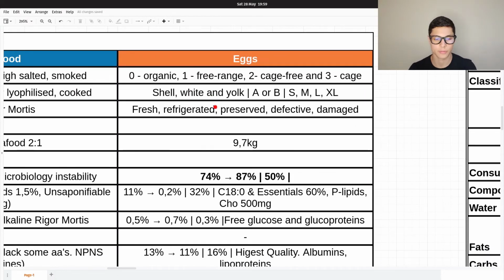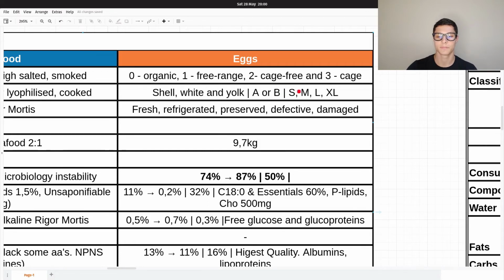And then we have eggs to complete these animal foods. Eggs are classified using numbers here in Spain. If we look for 0, it means organic, 1 is free range, 2 is cage free, and 3 is cage. The components of eggs are shell, the white and the yolk, and they have the category A or category B. Category A is meant for direct consumption and the B is for industries.